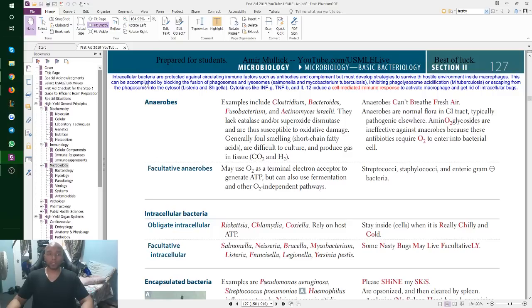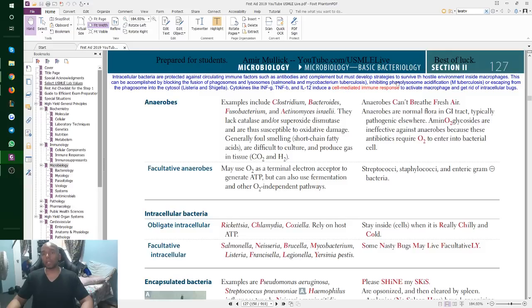So up here I wrote intracellular bacteria are protected against circulating immune factors such as antibodies and complement, but must develop strategies to survive the hostile environment inside macrophages. This can be accomplished by blocking the fusion of phagosomes and lysosomes, something that Salmonella and M.